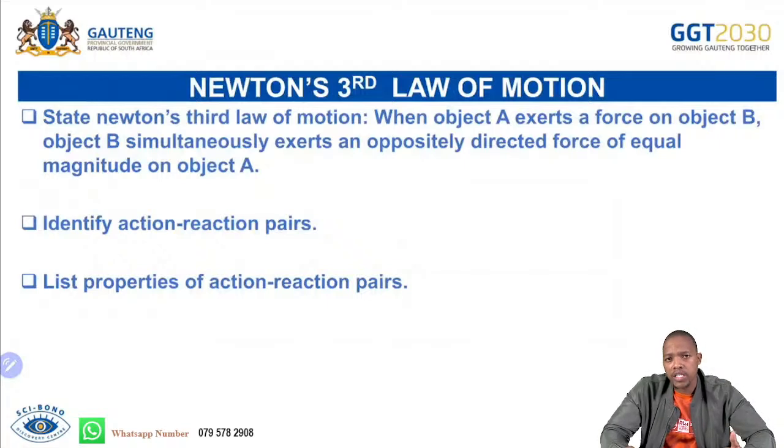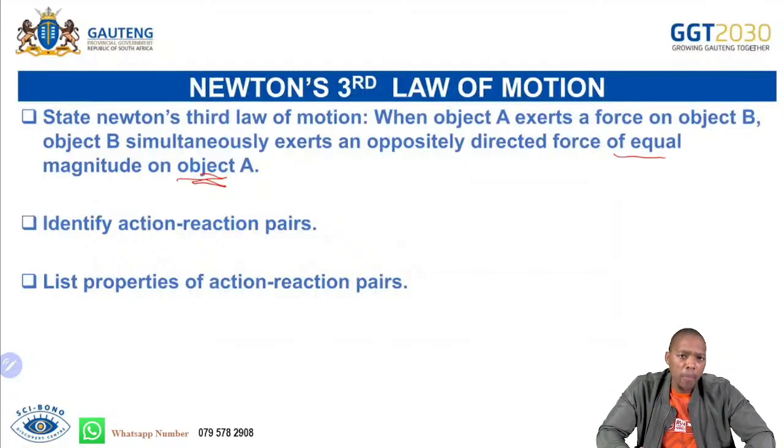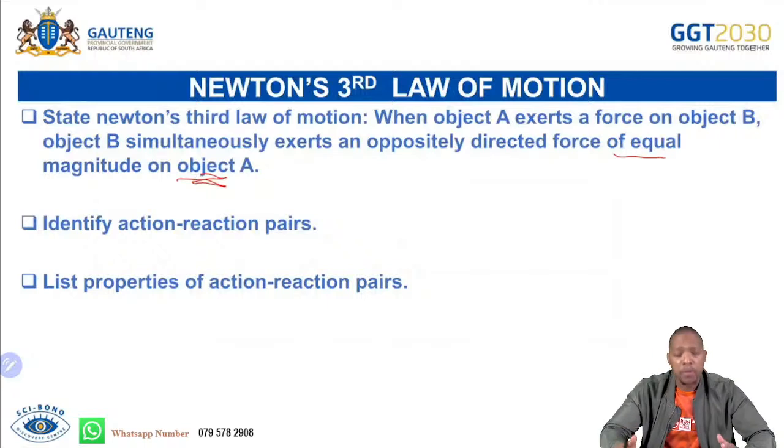It says, when object A exerts a force on object B, object B simultaneously exerts an oppositely directed force of equal magnitude on object A. I'll repeat again. When object A exerts a force on object B, object B simultaneously exerts an oppositely directed force of equal magnitude on object A. Now, when you read the statement, it doesn't make much sense. You can't even understand what the statement is saying. So that's what we're going to be going through, trying to understand and break down this whole statement, that when object A is exerting a force on object B, object B simultaneously exerts an oppositely directed force of equal magnitude on object A.